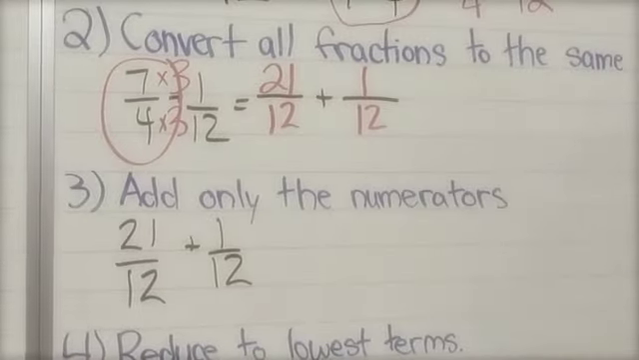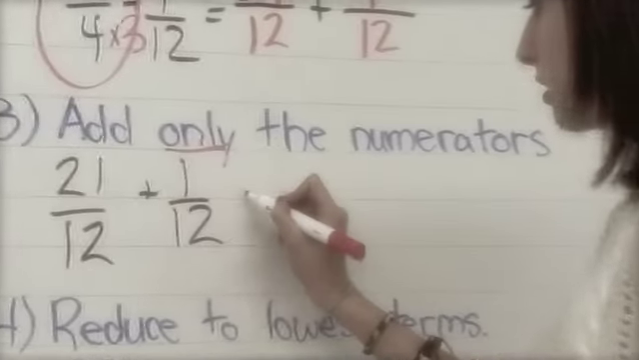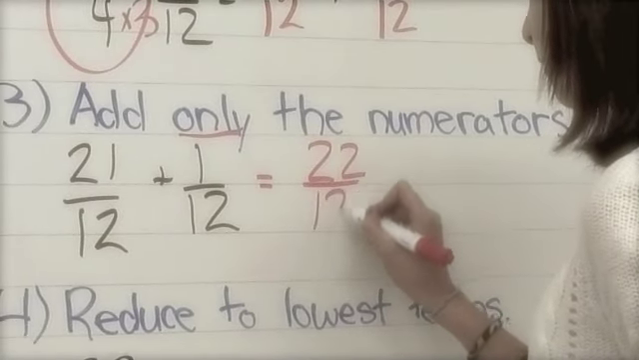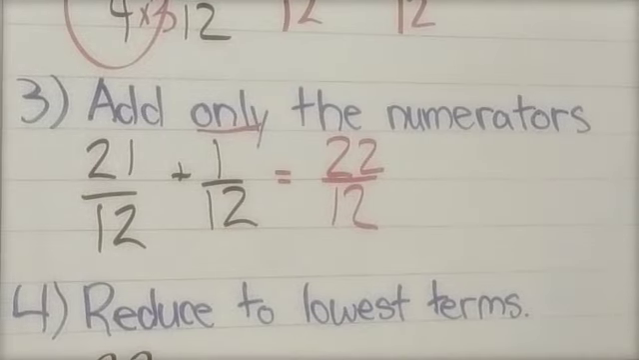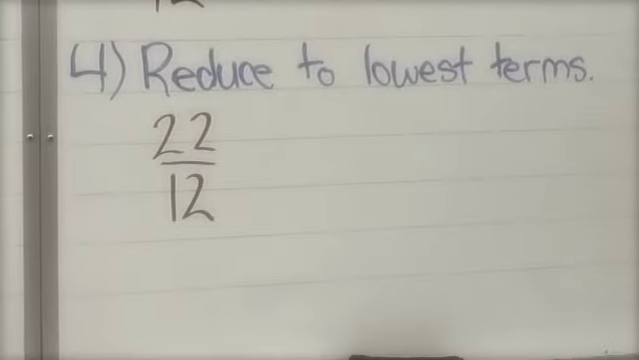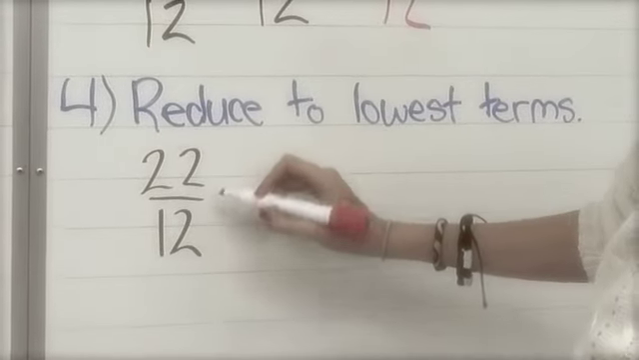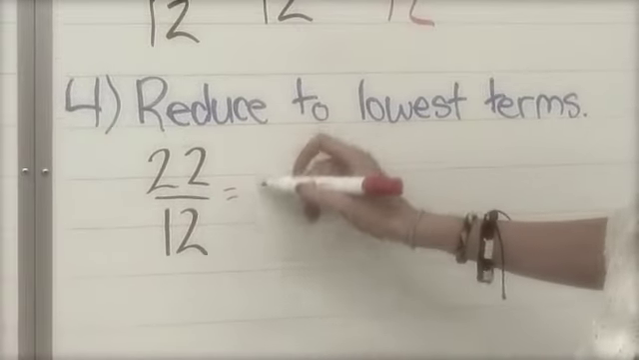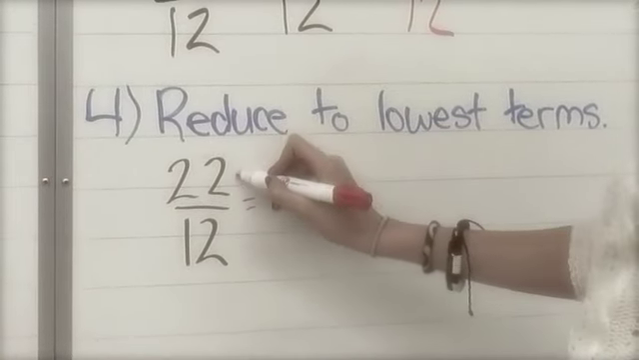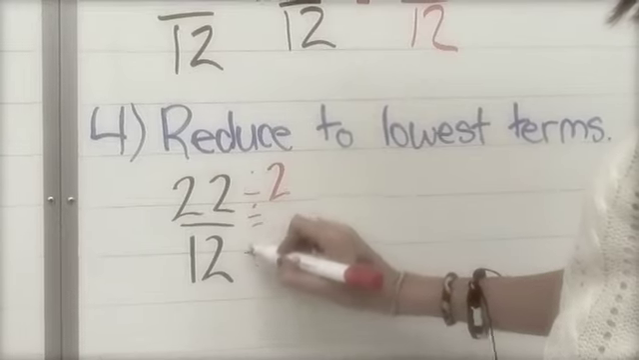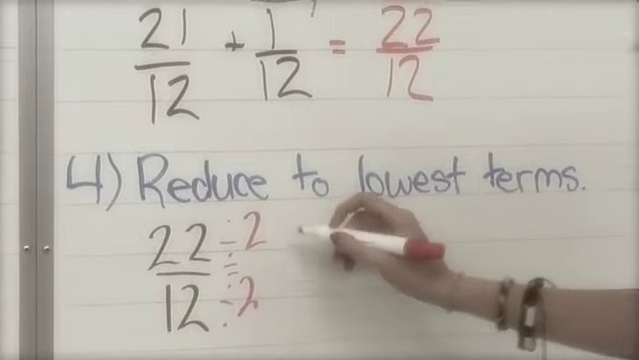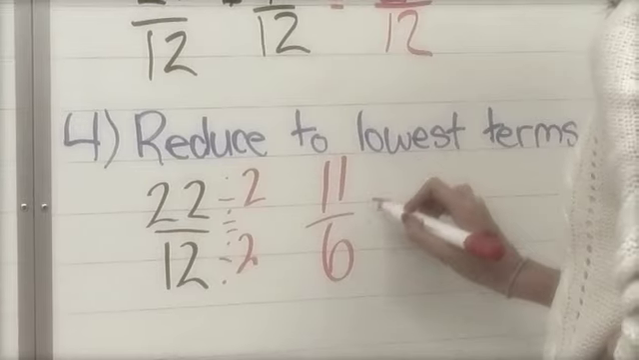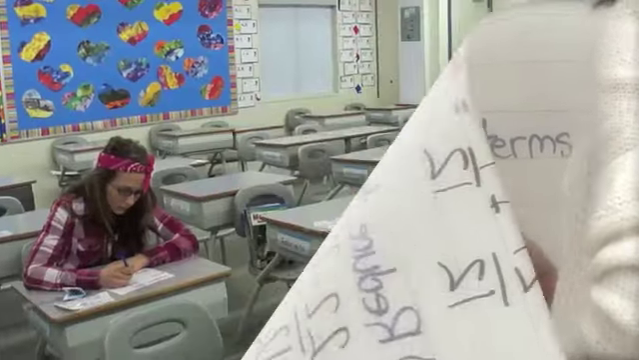The third step is to add only the numerators. So 21 plus 1 is 22 over 12. Remember, we keep the denominators. The last and final step is to reduce to lowest terms. We have to find a number that 22 and 12 are both divisible by, and in this situation it's 2. So whatever you do to the top, you do to the bottom. And that gives us 11 over 6, which is also 1 and 5 over 6.